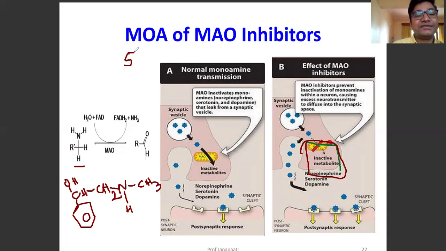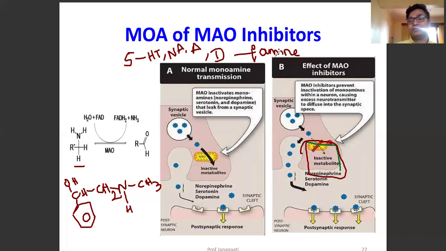Now, whenever a chemical, for example, serotonin, that is 5-HT, noradrenaline, adrenaline, even dopamine, they all have one amino group in their structure. How many amines? Only one amine. So what is common in all these neurotransmitters? Having one amine in their structure.